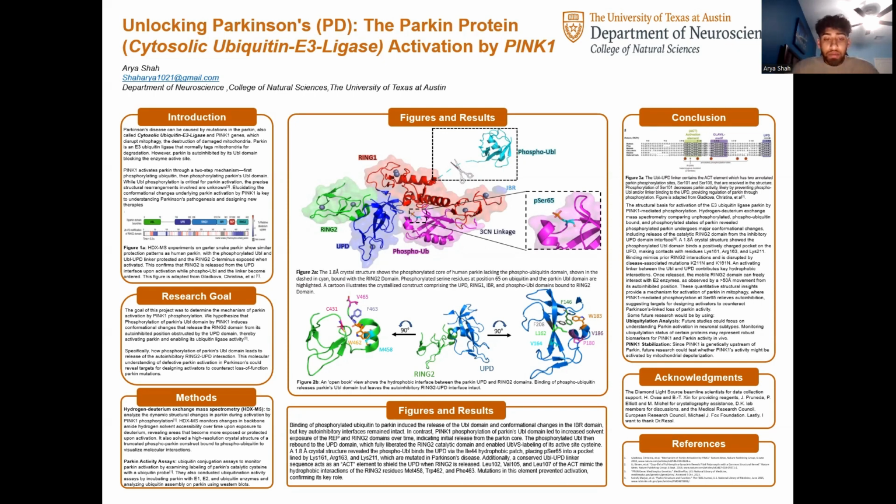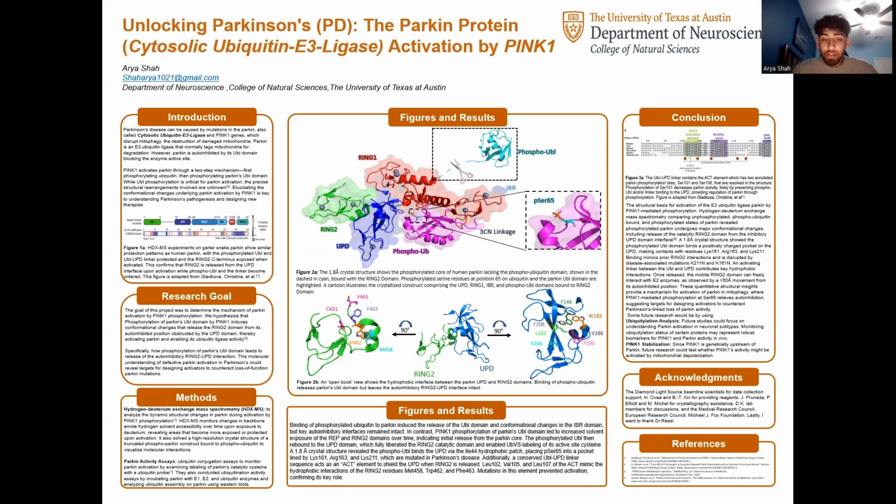As you can see in Figure 2a, this shows a crystal structure of the human Parkin. The core part of this Parkin was crystallized. This includes the UPD, ring 1, IBR, and UBL domains. The ring 2 domain is also included, which is bound to the core.